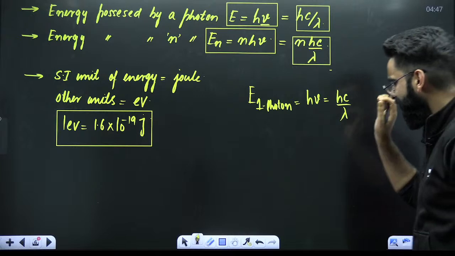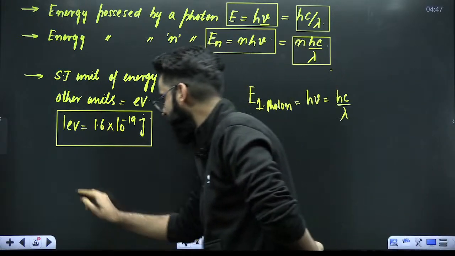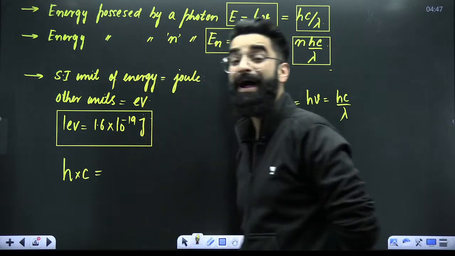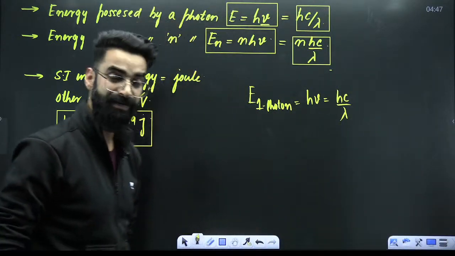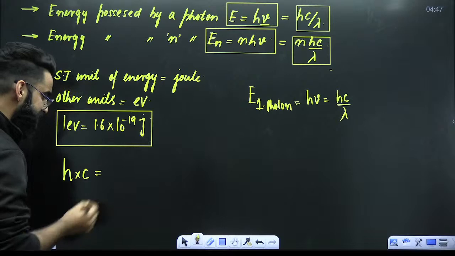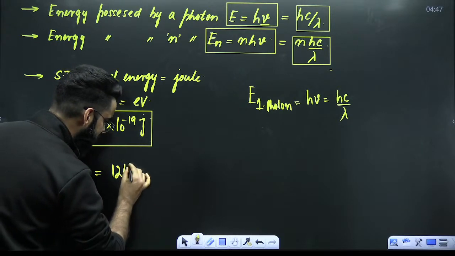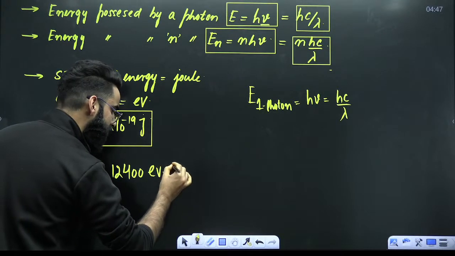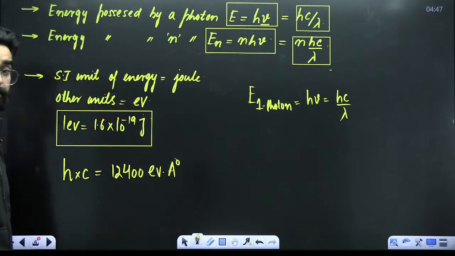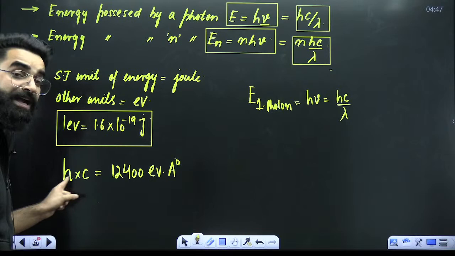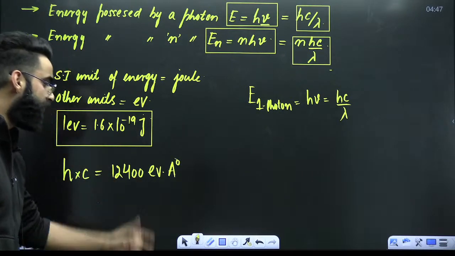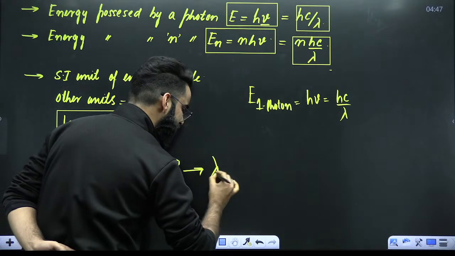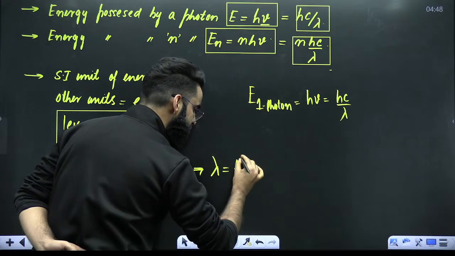My dear students, let me tell you one simple thing over here. The combined value of H multiplied by C, you will be taking as 12400 electron volt angstroms. But do remember, when you take the combined value of H and C as 12400 electron volt angstrom, at that point of time, you have to take lambda in angstroms.